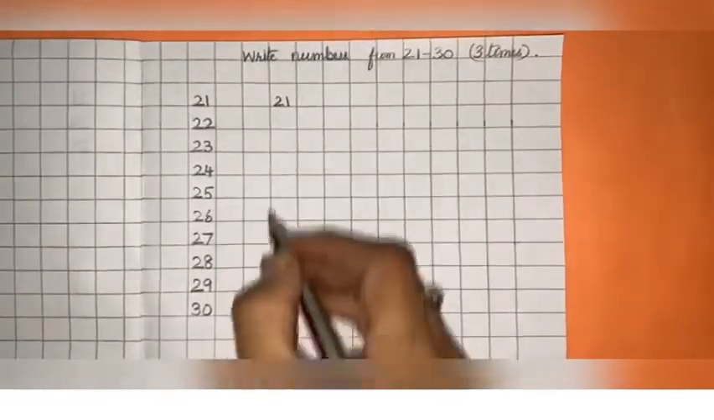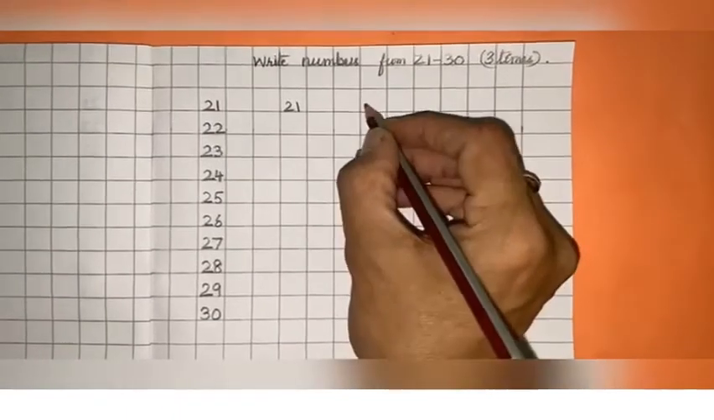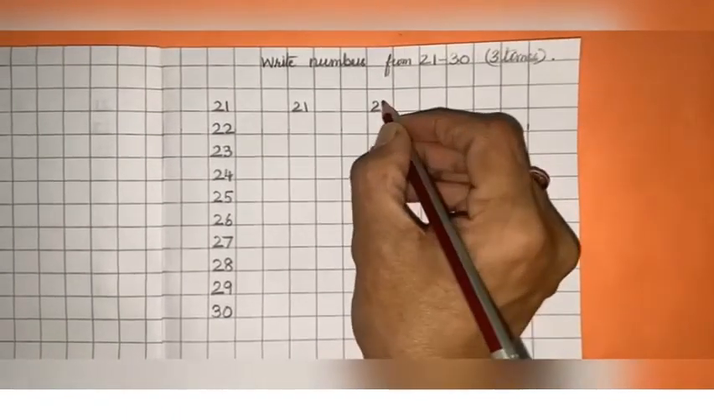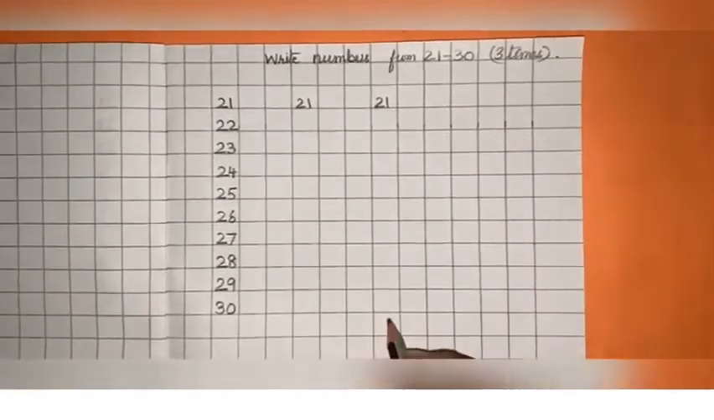21 till 30. Then leave 2 columns, write again from here. 3 times, children. Write 21 to 30 again.